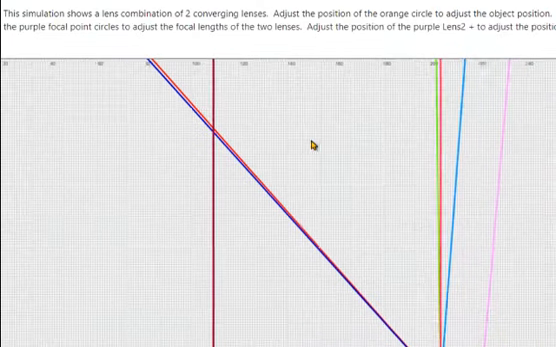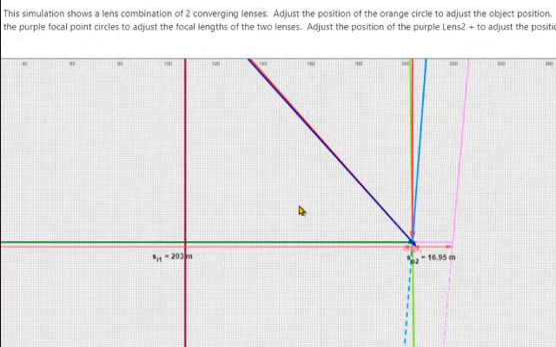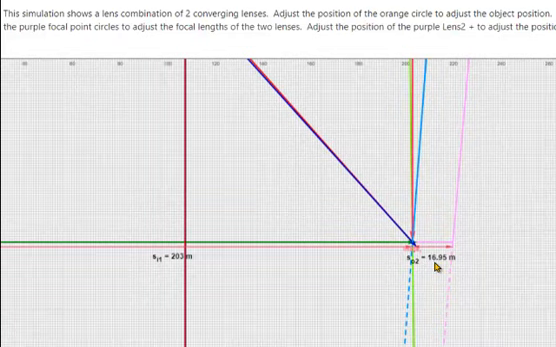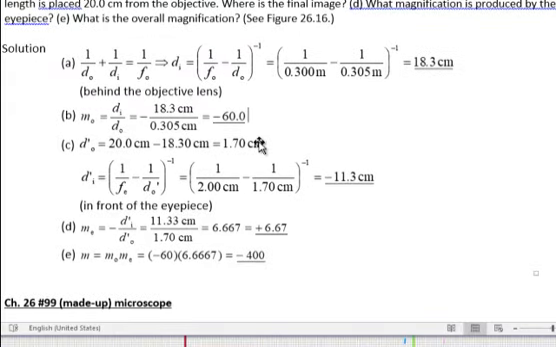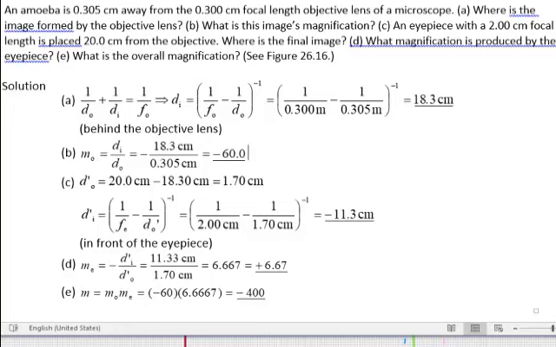In the applet, let's see, we should be able to see that. It's this one right here where she got 16.95. And again, it's 10 times in this applet that I had to use. I had to multiply everything by 10. So this is the same 1.7. So that's the new object distance. And I take that new object distance then and plug it in here with the focal length of the eyepiece.